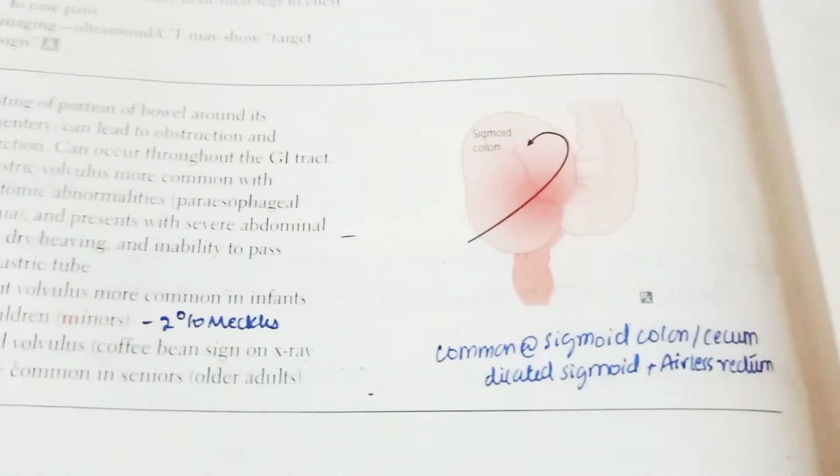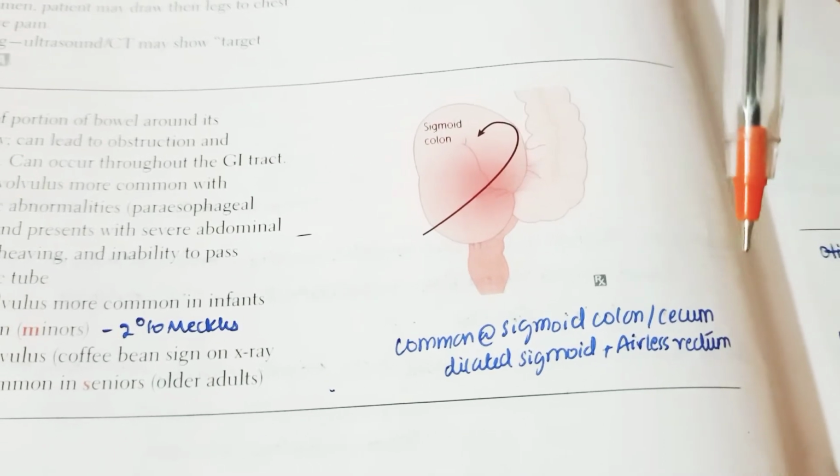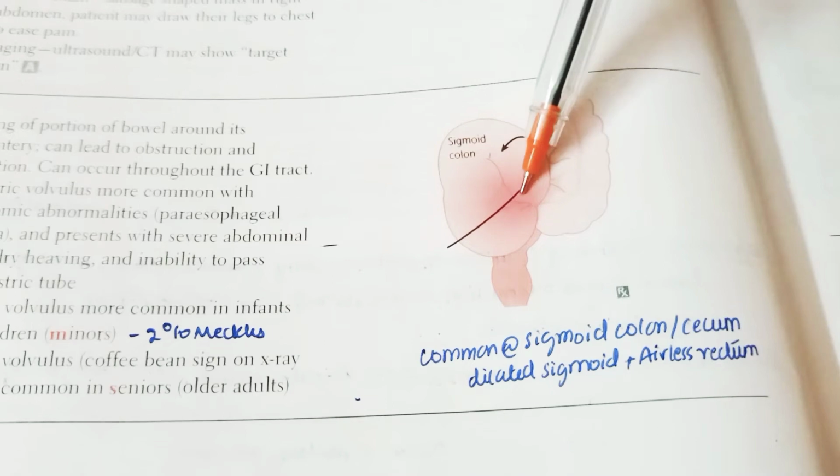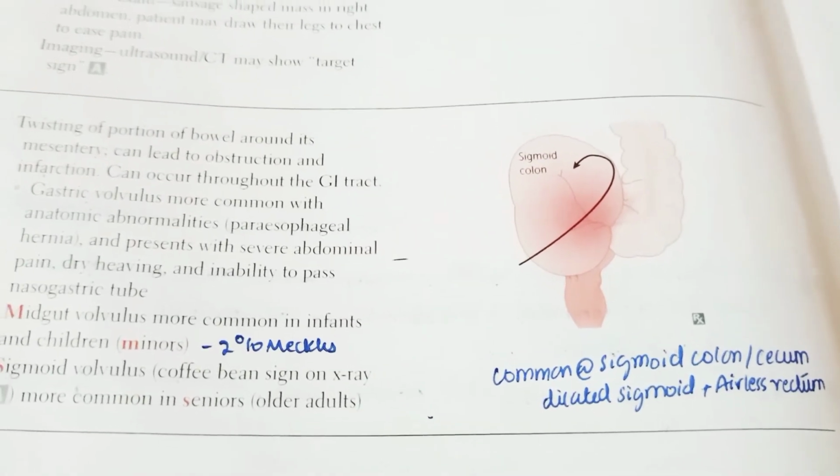More common in seniors. So sigmoid, seniors. Okay, and more common at sigmoid colon or cecum. And there's dilated sigmoid plus airless rectum. So you can see how the sigmoid colon is twisting around its own mesentery.